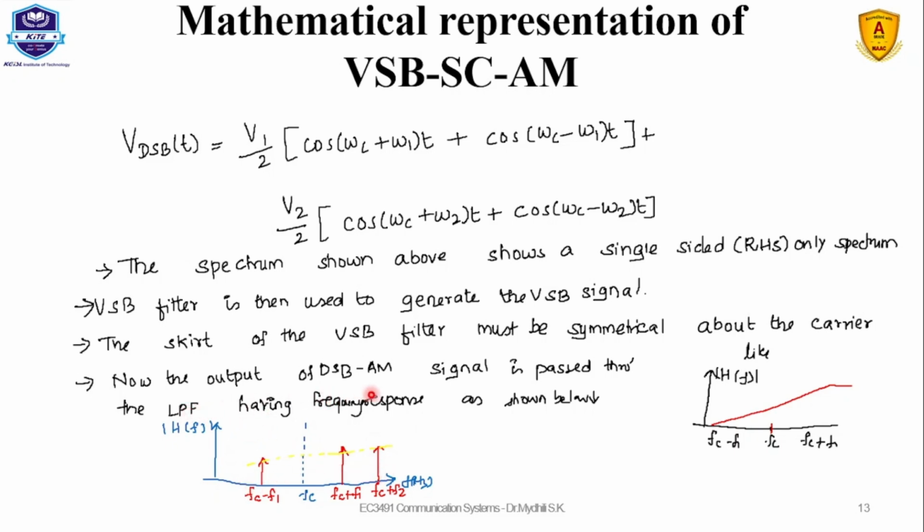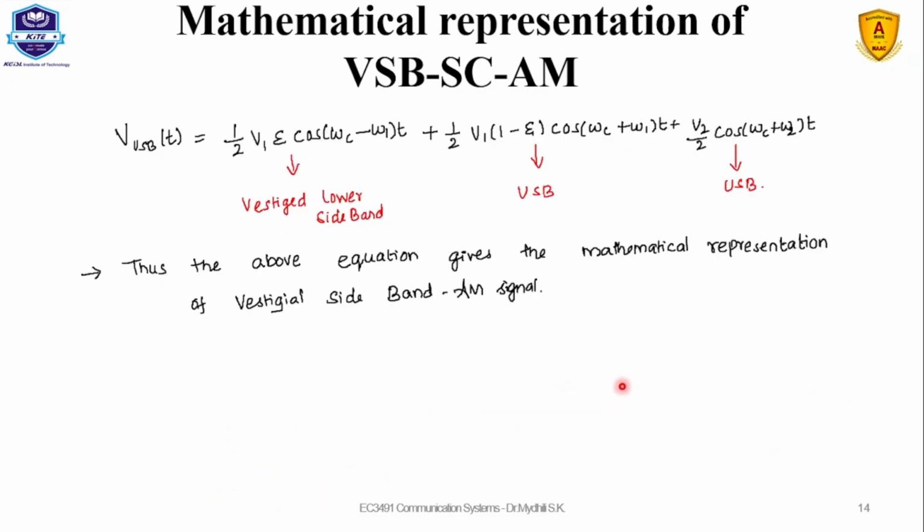Now the output of the double sideband waveform AM is passed through the filter having the frequency response as shown below. When it is passed, it eliminates the unwanted signals. So you will get three terms, that is a vestige part of a lower sideband and an upper sideband with respect to the same. So you will get the vestigial output V_VSB of t.